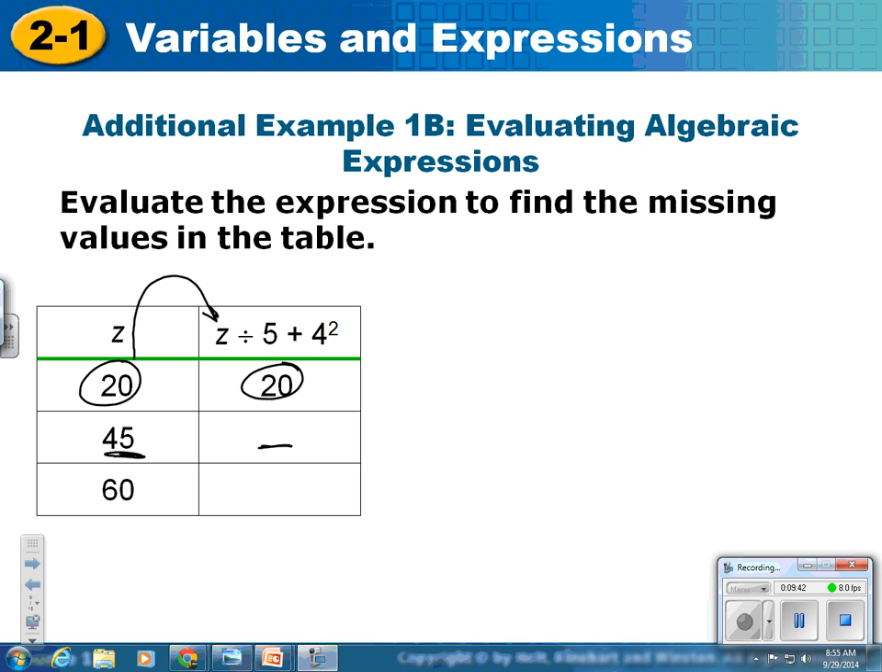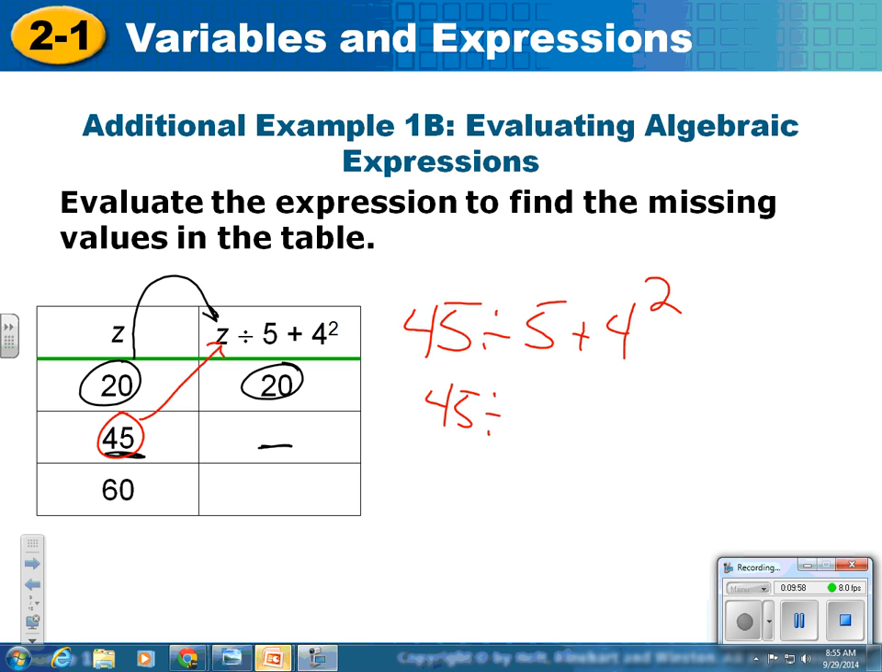Okay, so for 45, we're going to plug 45 in for z. It'll be 45 divided by 5 plus 4 to the second power. 45 divided by 5 plus 16, because we do this first. Then 45 divided by 5 is 9, plus 16, which is 25.